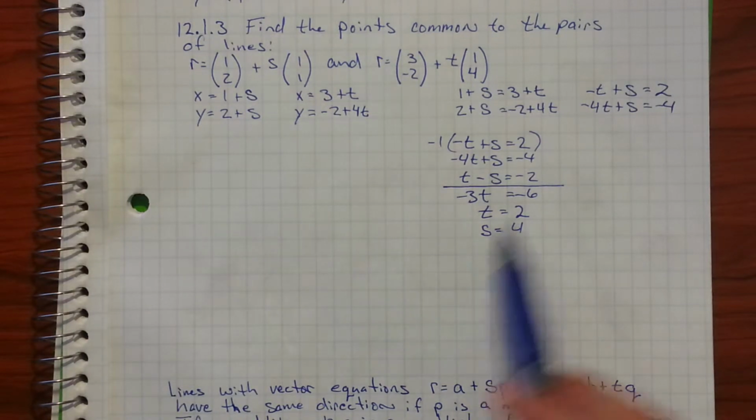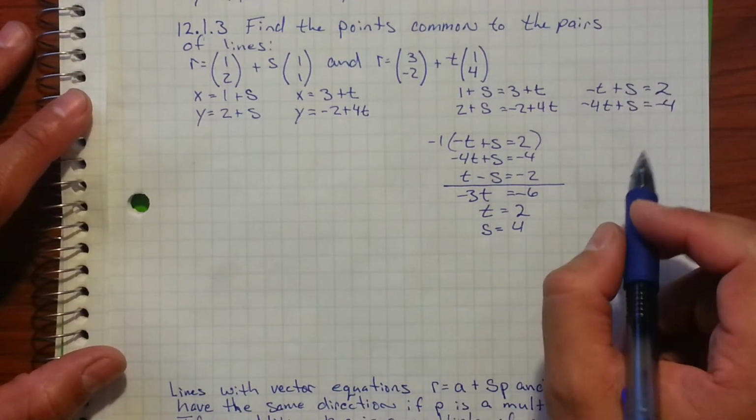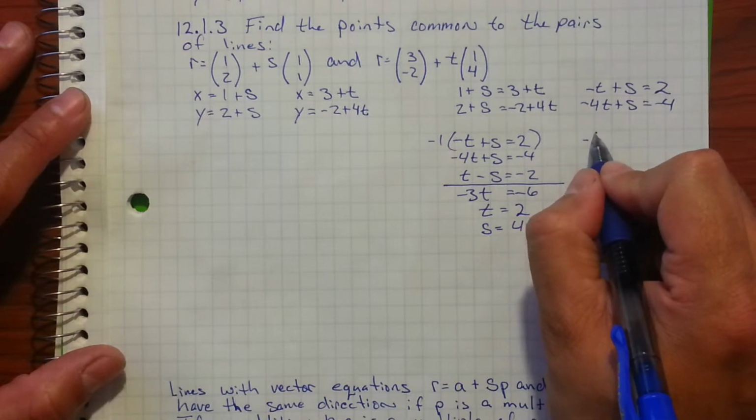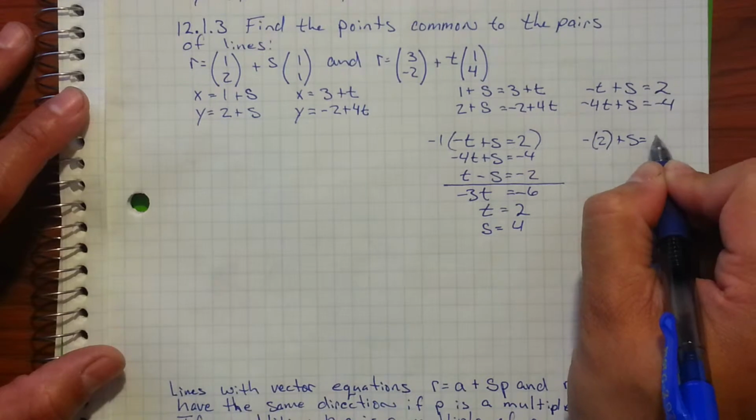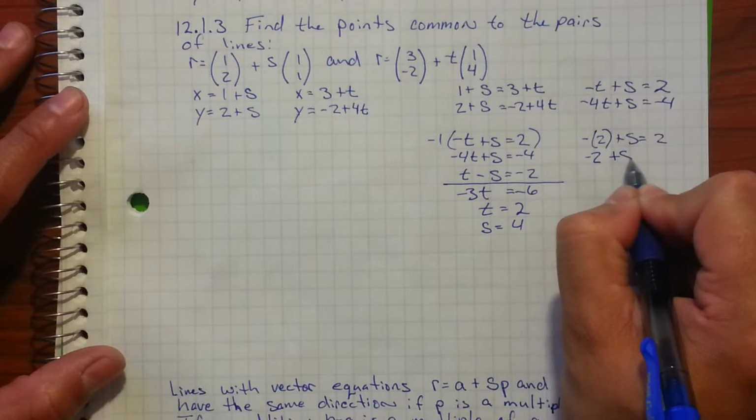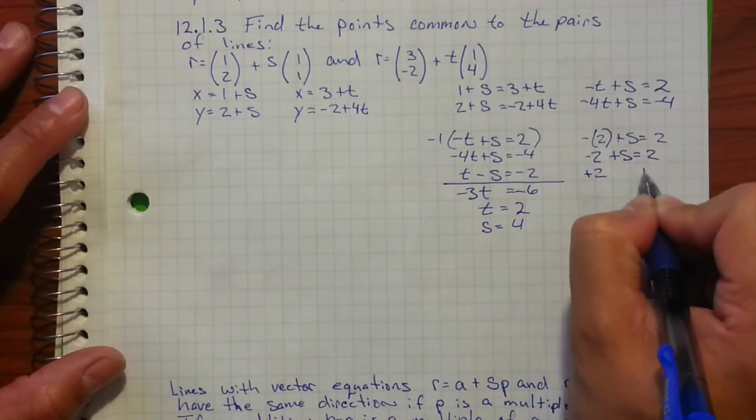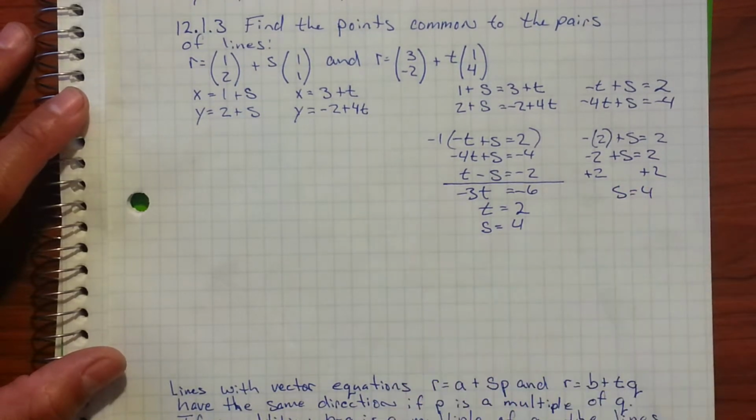And I got that just by plugging this in. So I could pick any one of these that I want to do it, and here, I'll even show you. So I have negative 2 plus s equals 2. Add 2 to both sides, so it's going to be s equals 4. So either way, I still get s is equal to 4.